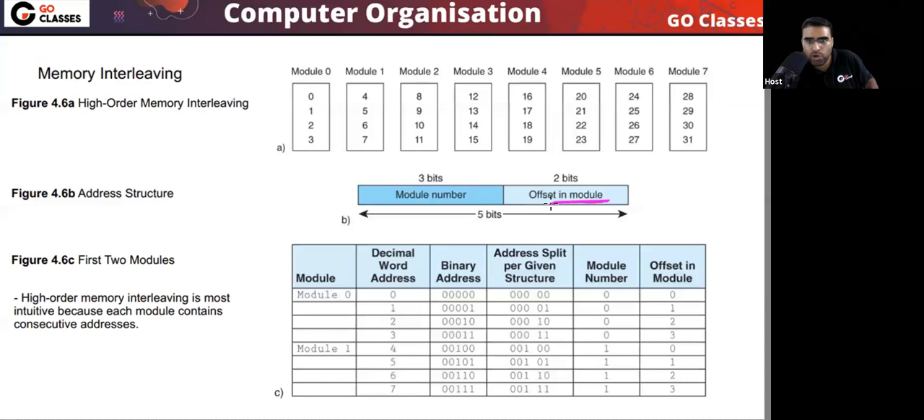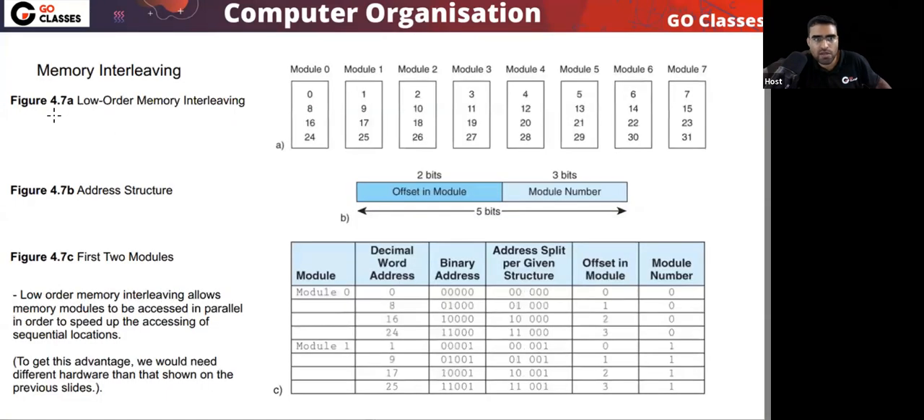You can see within the module which location to access. So this is the idea. Now let's move on. Low order memory interleaving, that also we have seen. You can see in this low order memory interleaving, within a module you don't have consecutive addresses. Look at this module, you don't have consecutive addresses. Where you will find consecutive addresses, they are across the modules. You can see address 0, address 1, address 2, address 3, and so on. So this is your low order memory interleaving.